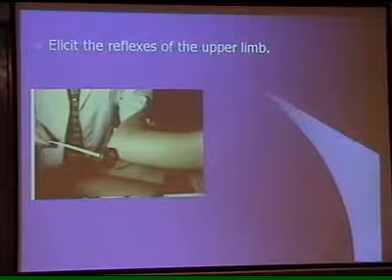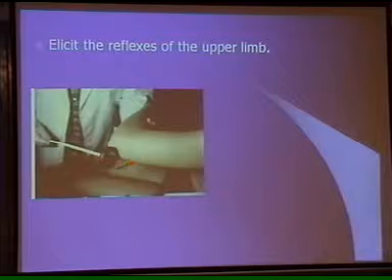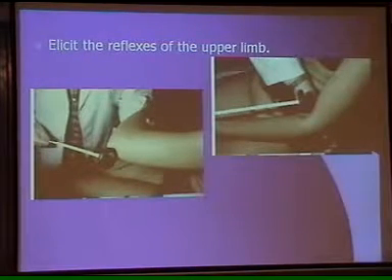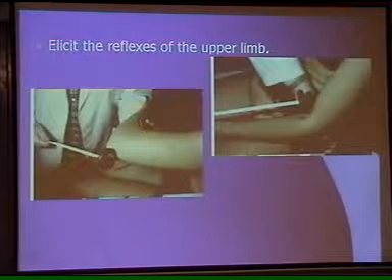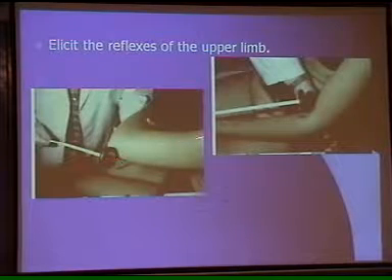Elicit the reflexes of the upper limb next. I'm sure you know what reflex it is. This is the elbow, it's a triceps jerk. There is the biceps. You flex the arm to 90 degrees, support it with your left arm, with your hand under the elbow. The hammer is hitting the triceps tendon.